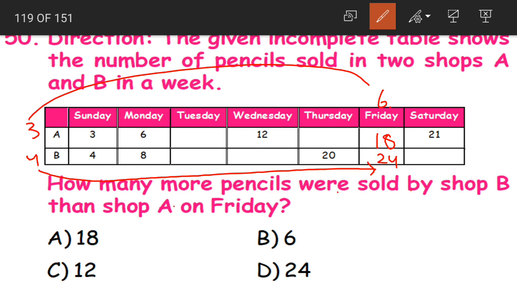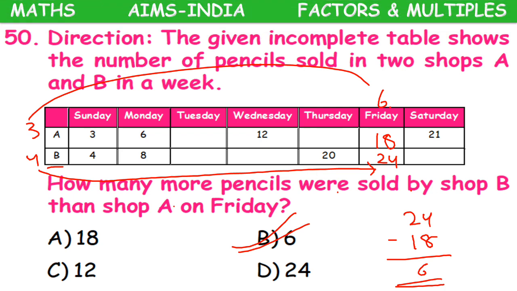So what should we do? How many more were sold? That means we need to find out the difference. 24 minus 18 is equal to 6. So shop B sold 6 more pencils than shop A on Friday.